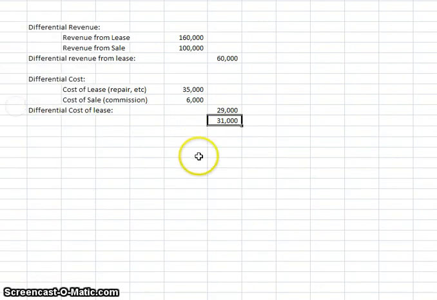And there we go, there's the accountant in me, making it $31,000. So if this were the case, the point is I would have differential income from the lease, and this would be the alternative I would choose. Like I said, if this would be negative, in the sense that you wouldn't make as much money from the lease as you would from the sale, then I would sell the equipment instead.